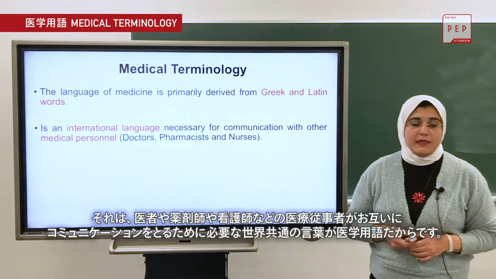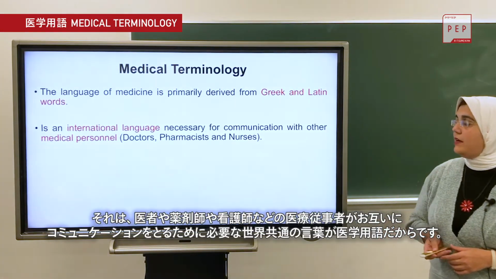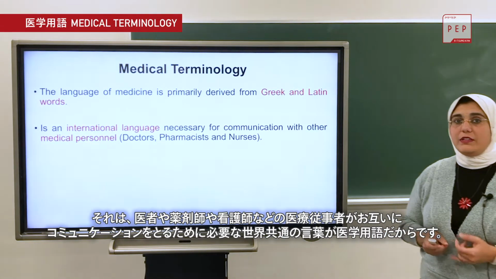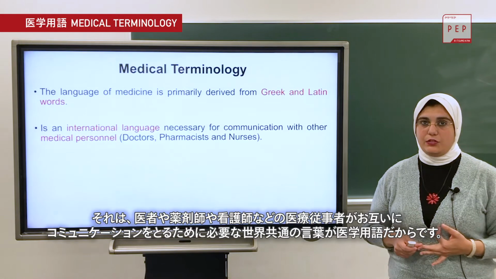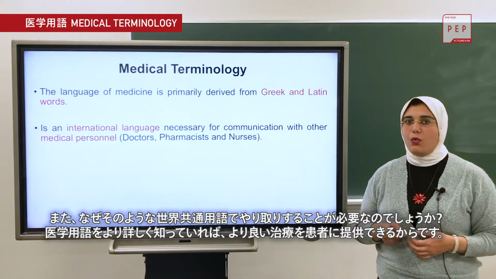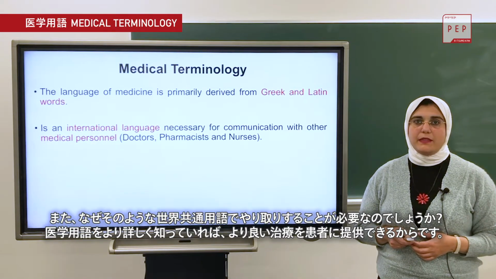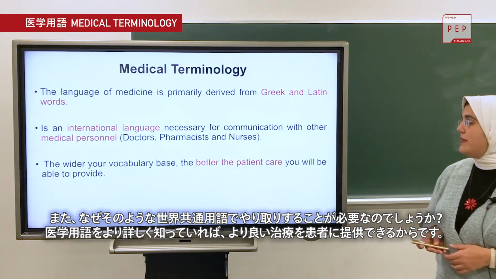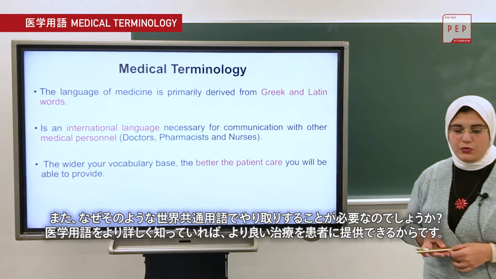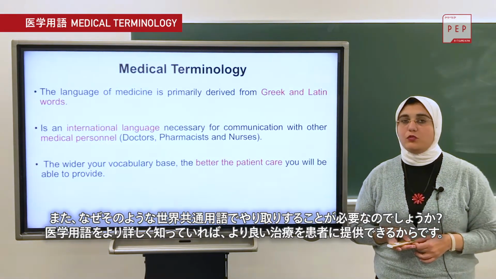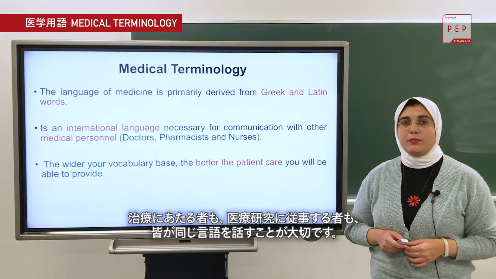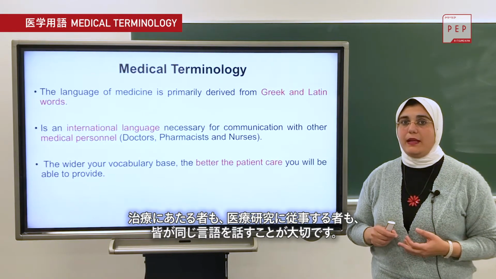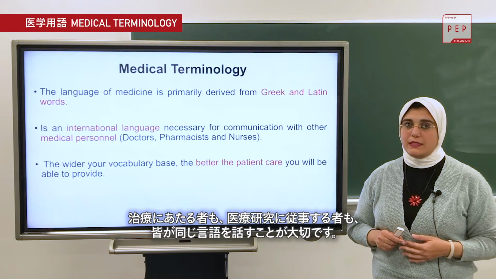As I said, medical terminology is the international language necessary for communication between the medical team, involving the doctor, the pharmacist, and the nurse. Again, why is it important to speak that international language? Because the wider your vocabulary base is, the better the patient care you will be able to provide. It's important that all the team, including the treating team and the researching team, speak the same language.